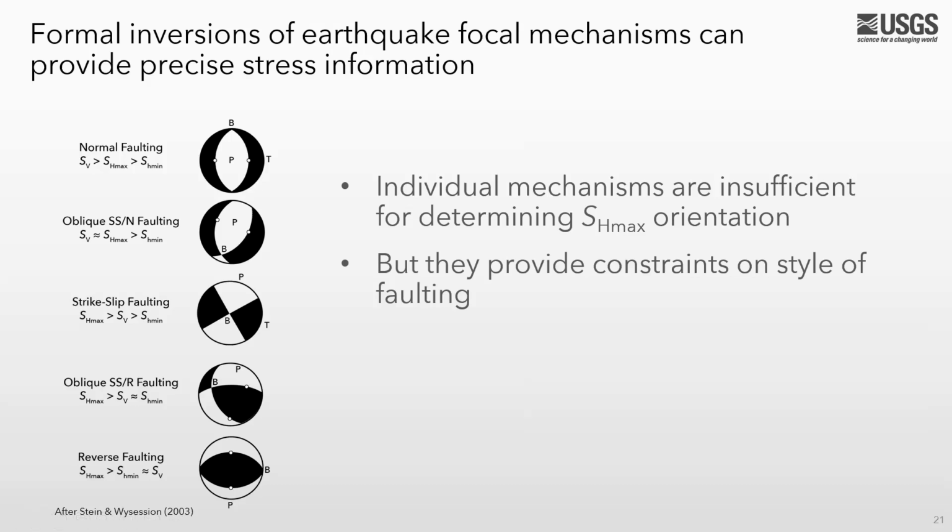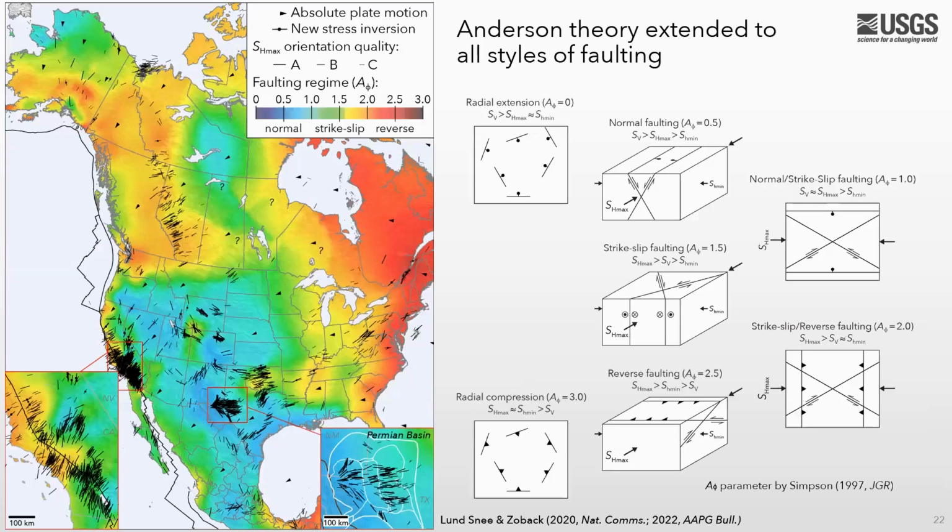We've done stress inversions where there are enough mechanisms in a localized area, and we've interpreted the style of faulting based on individual mechanisms or groups of mechanisms, applying the appropriate uncertainties, in the rest of the continent. And so this is the result of that. I won't talk too much about this because I know some of you have seen this. So this is our new map of the state of stress in North America that we published 3 years ago, I guess. And the black lines again are SHmax orientation.